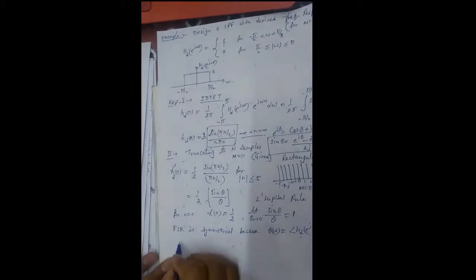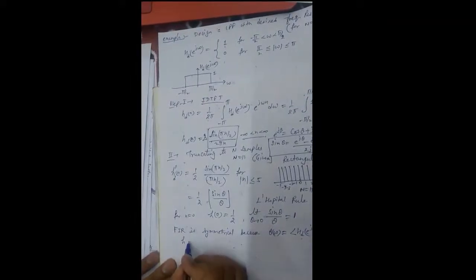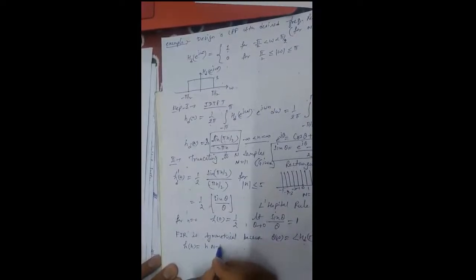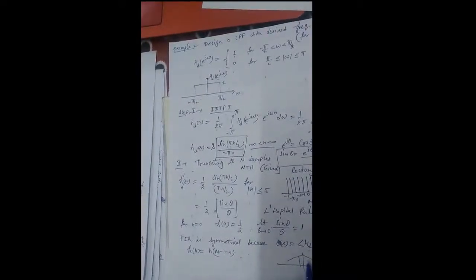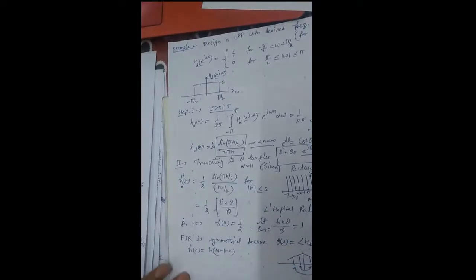So for symmetrical filters, hn is equal to h minus n, which is positive. Symmetrical filter like that. These values are same. These values are same. These values are same. That is symmetrical around origin, symmetry around origin.